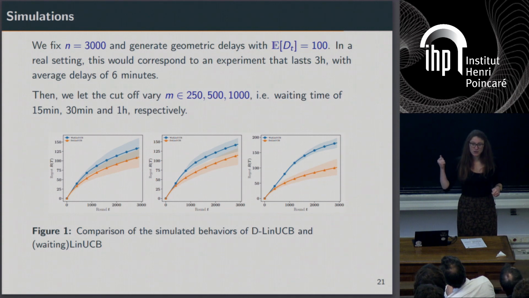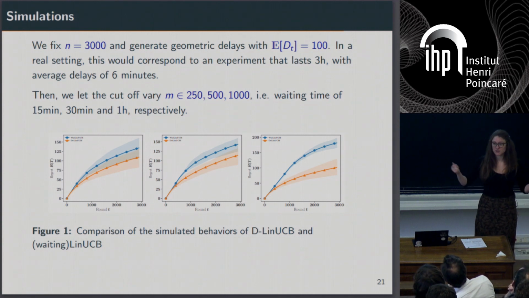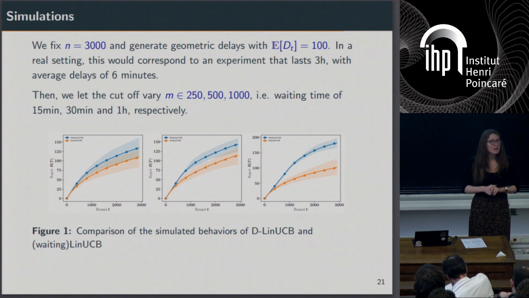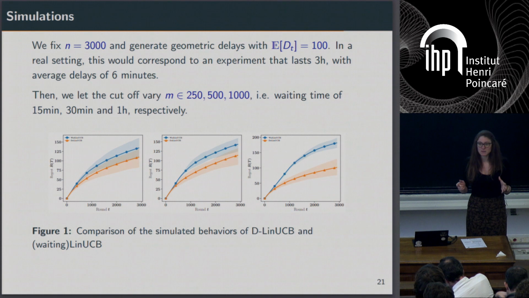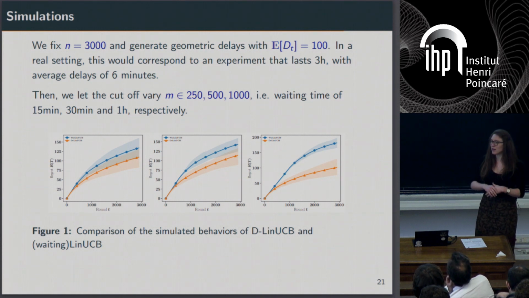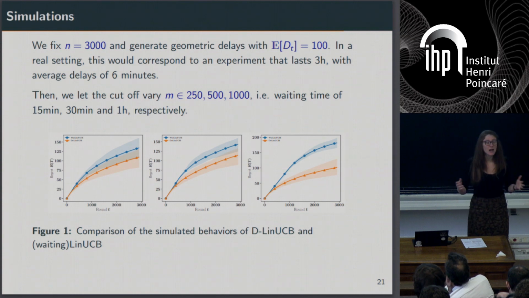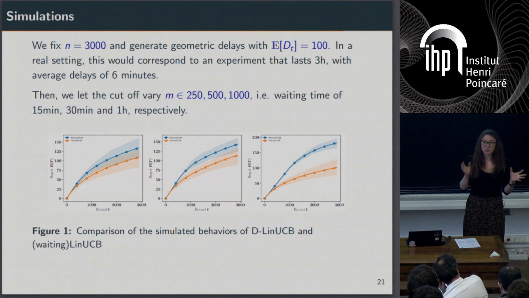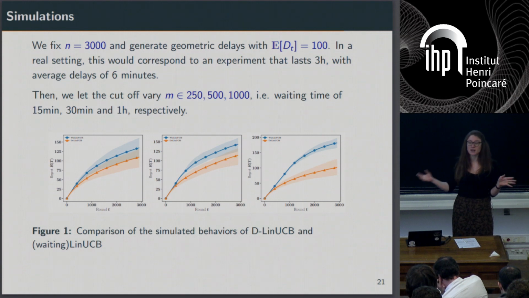So here I set a horizon of time that is of length 3,000 steps. And I set delays that are in expectation something like 100 time steps. So in a real world experiment, it would correspond to some campaign that lasts for 3 hours, and delays are something around 6 minutes. And now I'm going to see how my regret varies when I have the m parameter between 250 and 1,000.